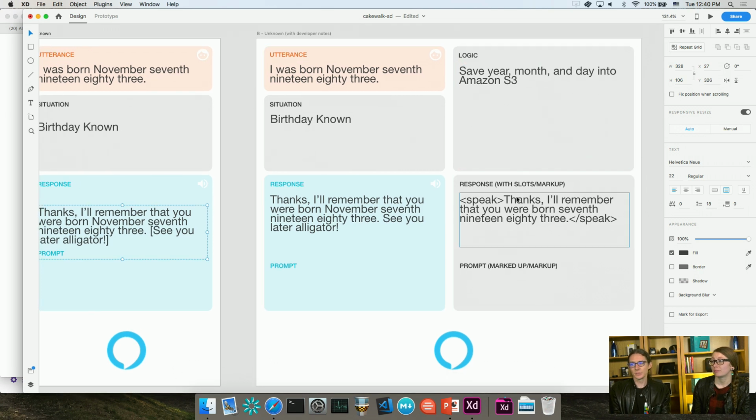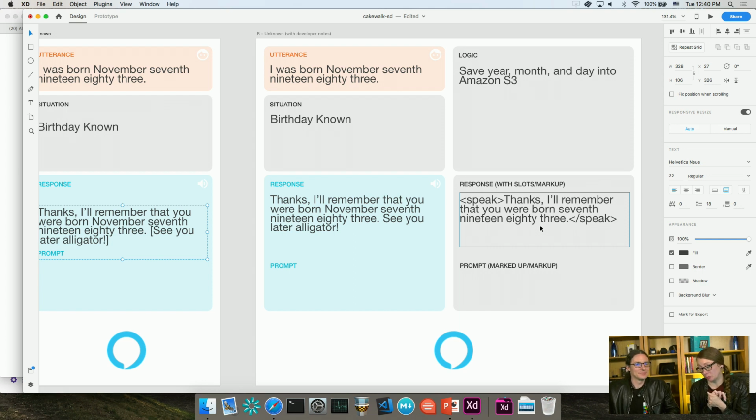And then we also have this response where we have our speak tag here, and we're not doing anything special with SSML. But if we wanted to put our SSML into here, we could. And Alison, I know you've got a lot to say about SSML. Yeah, what is SSML for the uninitiated? It is Speech Synthesis Markup Language.